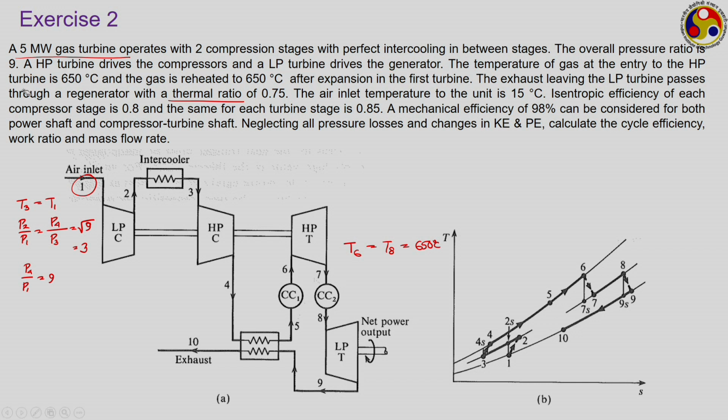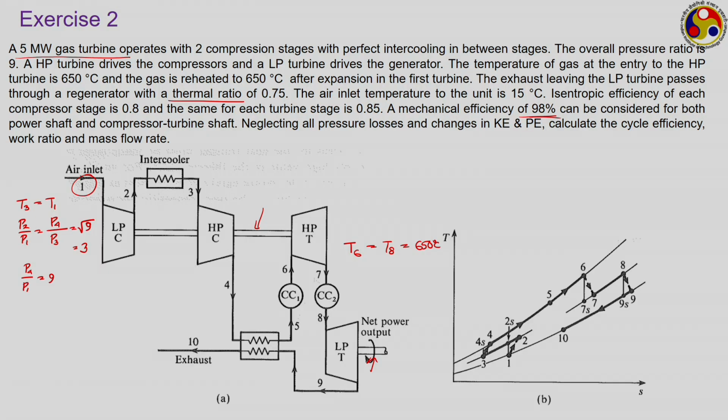Now, the mechanical losses need to be considered, and we have a mechanical efficiency of 98% for this particular shaft and also for this particular power shaft, which you also have to consider. We can neglect all the pressure losses and changes in kinetic and potential energies.